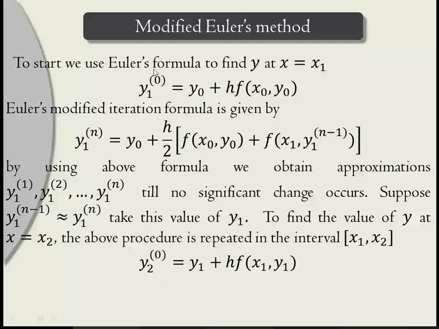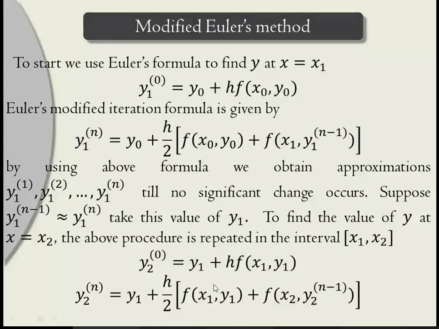We called that the zeroth iteration, and the nth iteration is nothing but f of x1, y1 plus f of x2, y2 (the (n minus 1)th iteration of y2), the whole term divided by 2, into h, plus y1. So we take the mean of these two terms into h, plus y1. That gives us the nth iteration for y2, and we continue like this until the two values of y2 match.